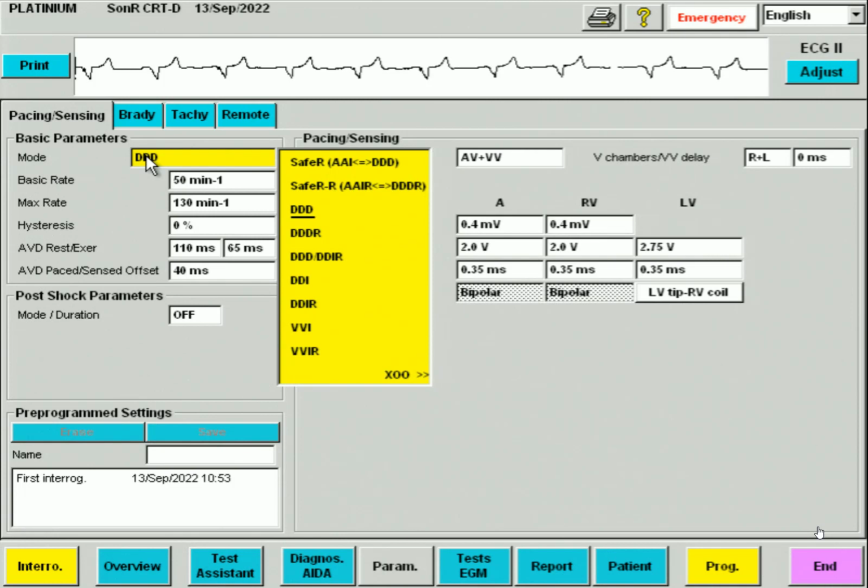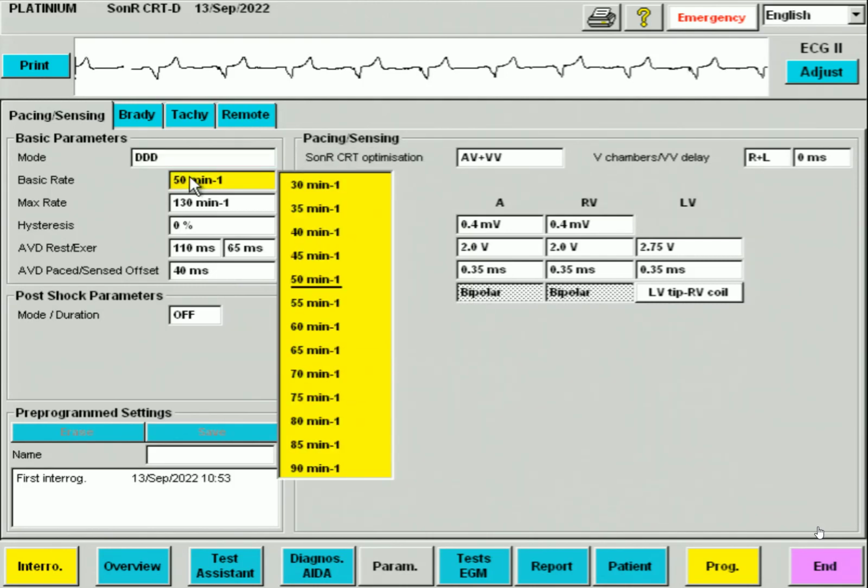While DDD and DDDR modes are most often programmed in CRT patients, it is also possible to program SAFER mode, for example in patients in whom CRT is no longer necessary.